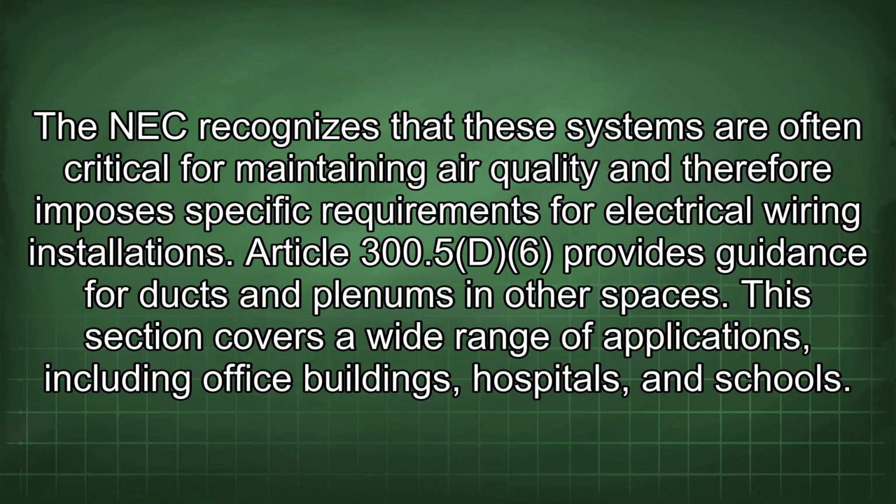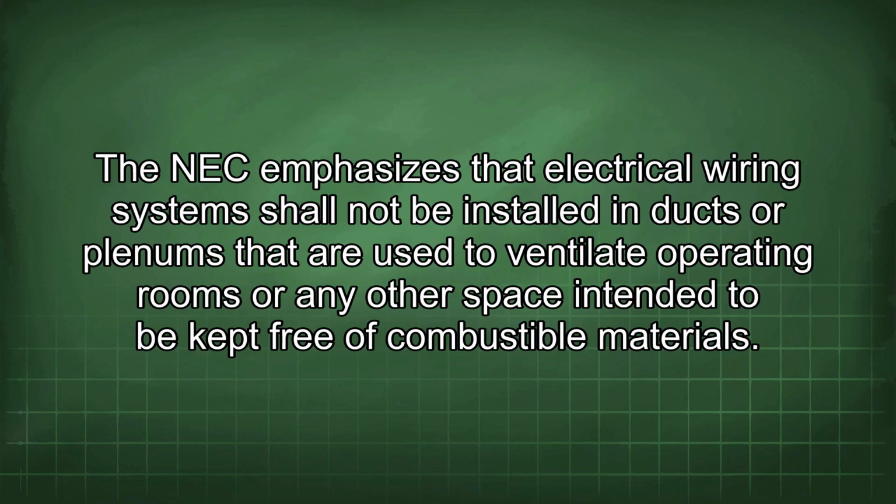Article 300.5(D)(6) provides guidance for ducts and plenums in other spaces. This section covers a wide range of applications, including office buildings, hospitals, and schools. The NEC emphasizes that electrical wiring systems shall not be installed in ducts or plenums that are used to ventilate operating rooms or any other space intended to be kept free of combustible materials.